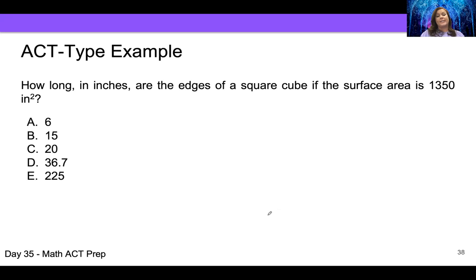So let's look at our ACT example. If you have a square cube, they want to know how long are the edges if the surface area is 1350. So pause the video, take about 5 minutes, and see if you can do this one on your own, and then unpause and we'll check the answer.